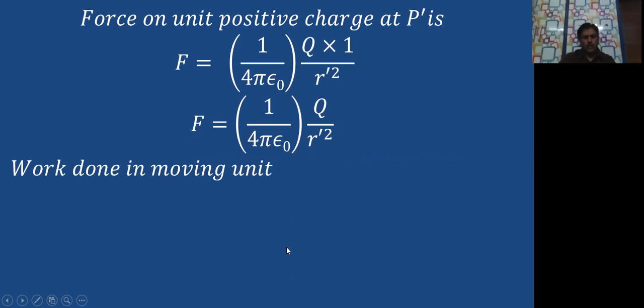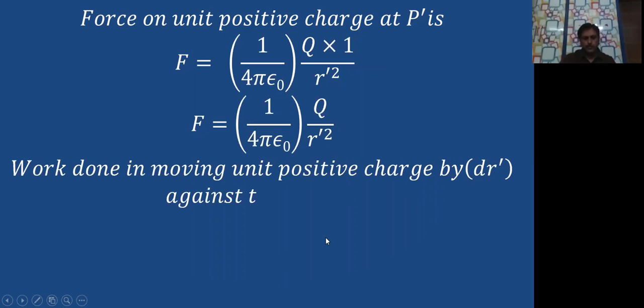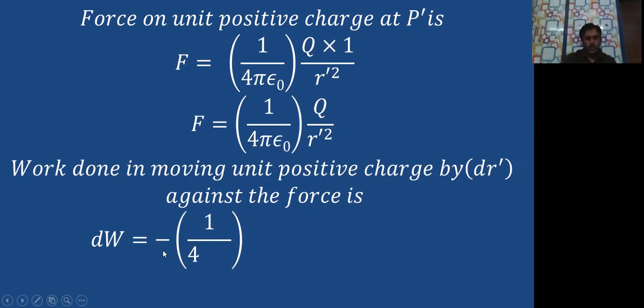So now I am calculating the work done in moving the unit positive charge. By how much distance I moved? In the diagram I told you how much distance I am moving, dr dash against the force. Which force? Repulsive force. Let us call the work done dW. dW is equal to minus 1 by 4 pi epsilon 0 Q by R dash square into dr dash.